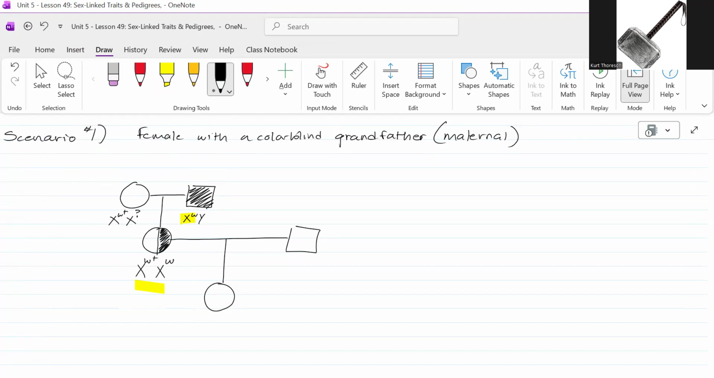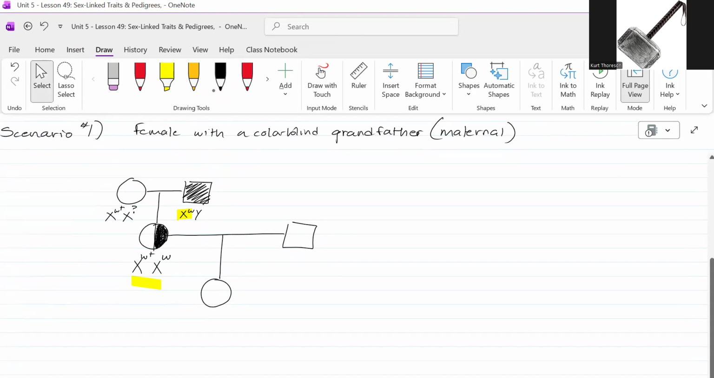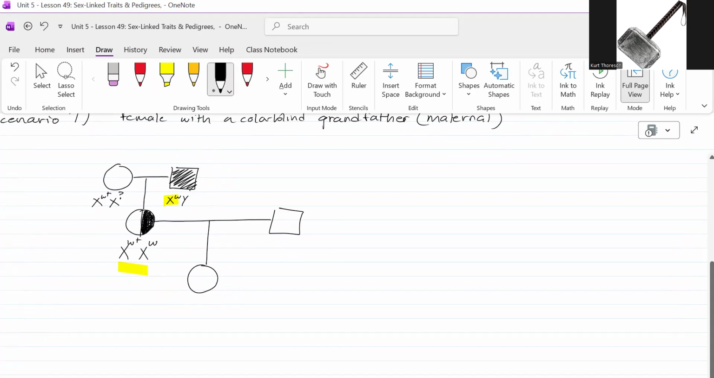So on a pedigree, when it comes to sex-linked traits, a half filled in circle is a female who is a carrier. She is heterozygous. Okay. Now I ask her, is your father colorblind? She says no. So remember, males cannot be a carrier. They either have it or they don't. The fact that dad is not colorblind, that's it.